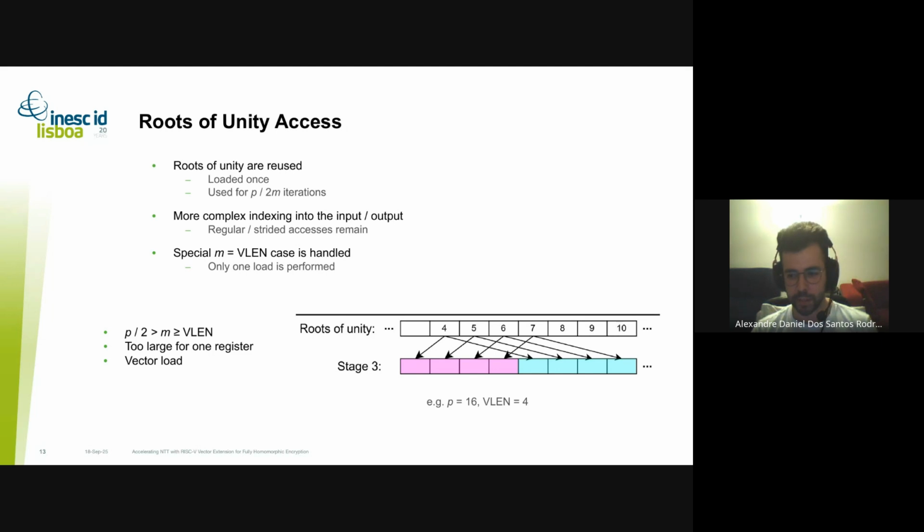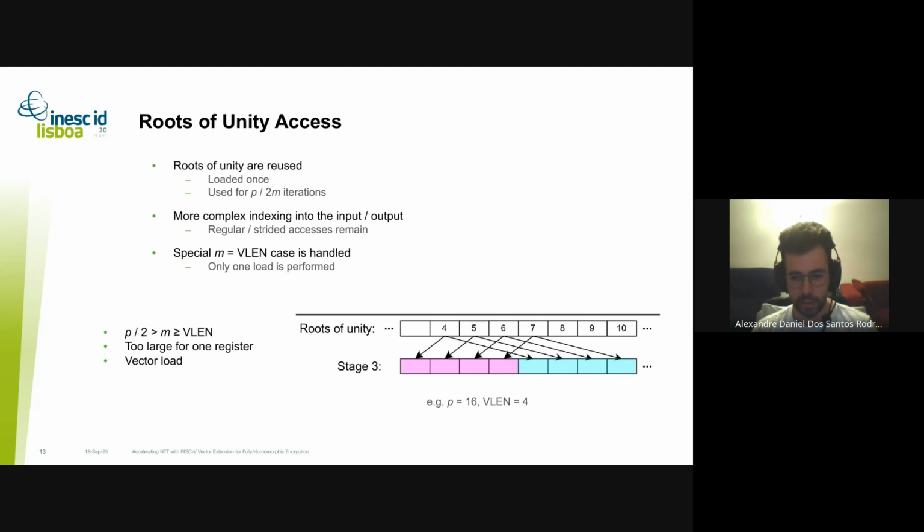One thing we do to increase efficiency is reuse the roots of unity. So we only load them once, and then we use them for a number of iterations. Essentially, instead of going to the inputs and figuring out what roots of unity we need, we load the roots of unity and we figure out which of the inputs are going to need these roots of unity. This requires a bit more complex indexing into the input and output, but the performance is still great, because the regular or strided accesses to the polynomial still remain.